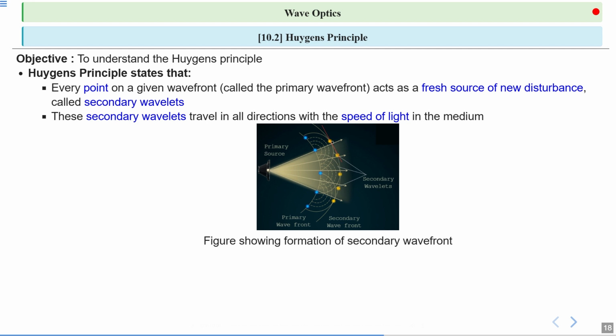After some time, the tangents, the red colored line in the diagram, are drawn. After some time t, a tangent is taken on one secondary wavelet. After drawing tangents on all secondary wavelets after time t and joining these tangents with a curve, we get the secondary wavefront. So the tangent drawn on the surface of secondary wavelets gives us the secondary wavefront.